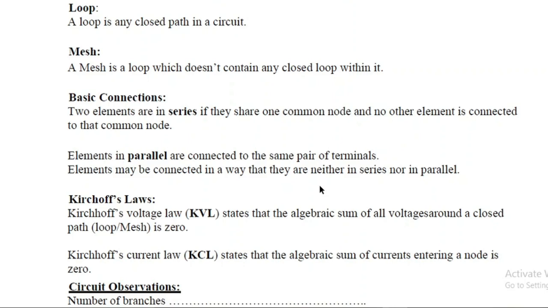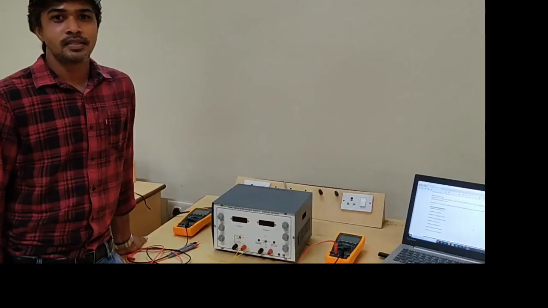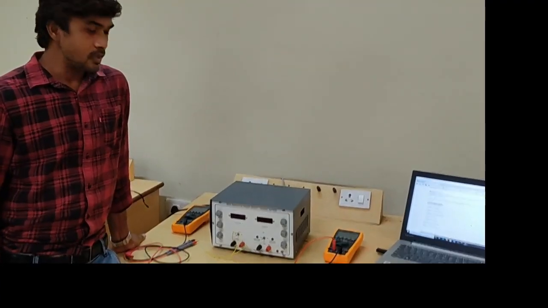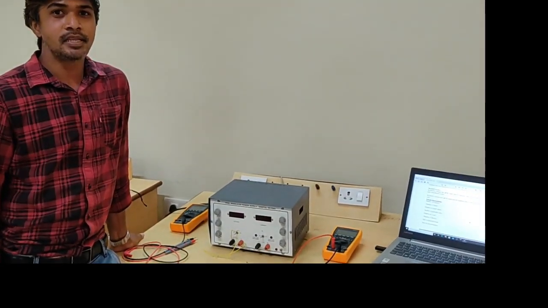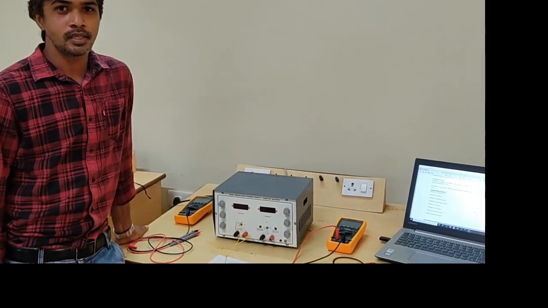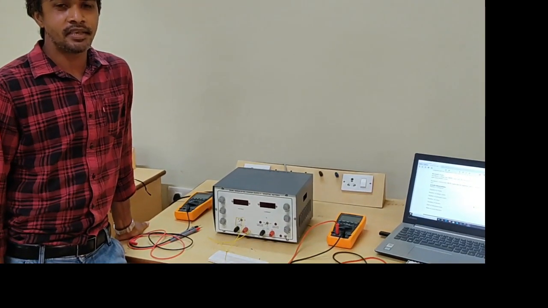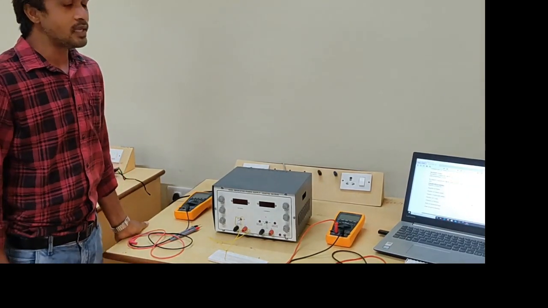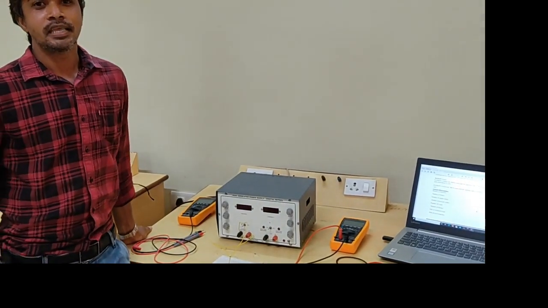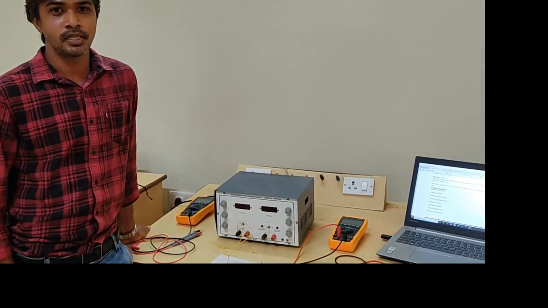Here, first, KVL states that the algebraic sum of voltages around a closed path is 0. A closed path can be termed a loop or mesh. Today we are discussing Kirchhoff's laws. In Kirchhoff's laws we have two laws, KCL and KVL. KCL stands for Kirchhoff's current law, KVL stands for Kirchhoff's voltage law.